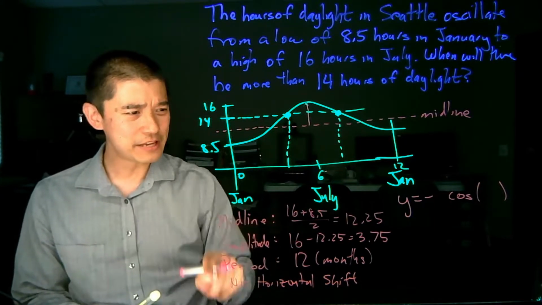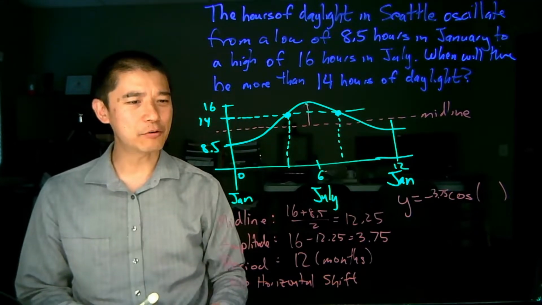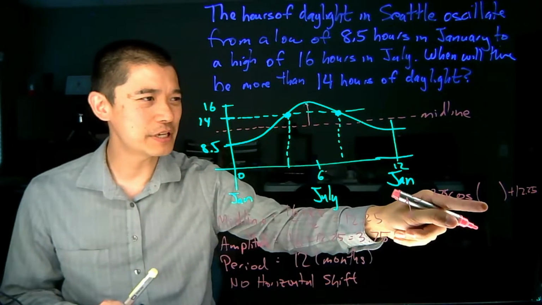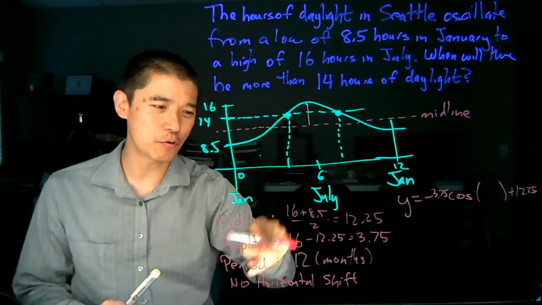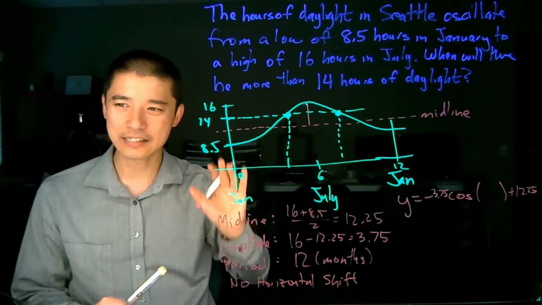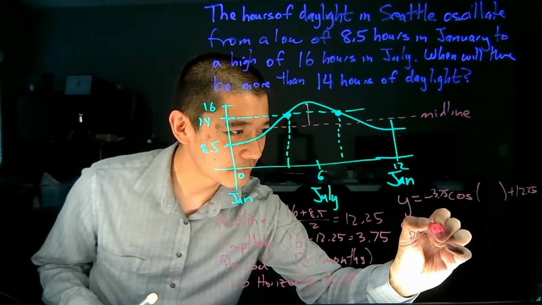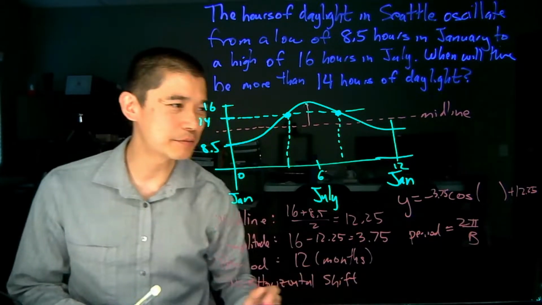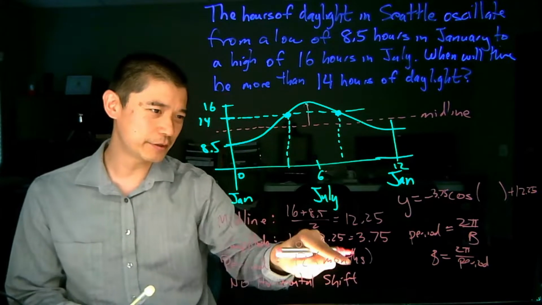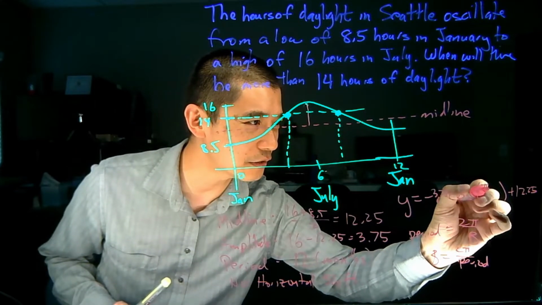What goes where? Well, we have the amplitude of 3.75. The amplitude goes there. We have our midline at 12.25. That goes on the outside here. And this would be b times t minus c, but since there's no horizontal shift, it's just going to be b times t. But that b value is not the period. You might remember that the period is equal to 2 pi over b, which means that b is equal to 2 pi over the period. And since the period is 12 months, we'll just think about the number 12. 2 pi over 12 months becomes pi over 6. So pi over 6 t.